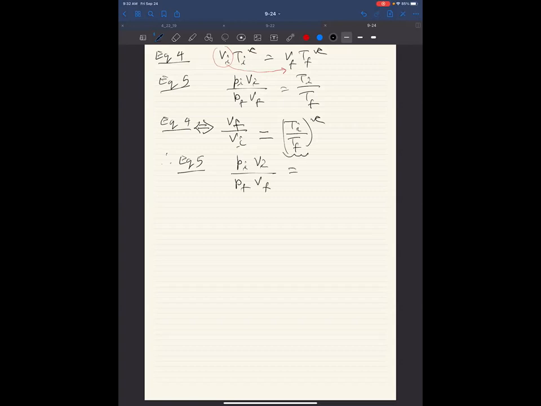And what is this thing? This thing is VF by VI to the power 1 over C, right? How did I do that? Here I said that this means VF by VI to the power 1 over C is equal to TI by TF. Fair enough? Everyone happy with that? It's just algebra. It's nothing profound.